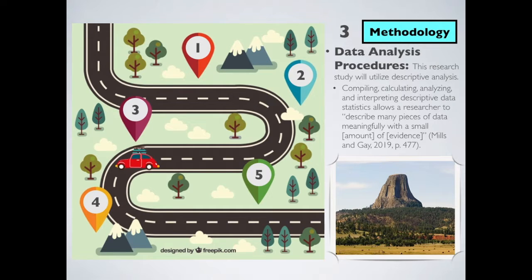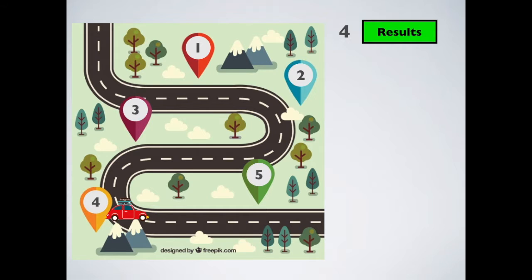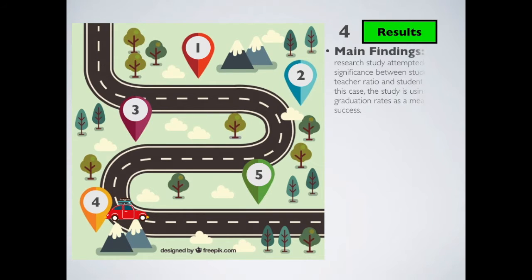Now let's go to our fourth stop. Our fourth stop is the results. The study's main findings. This research study attempted to find the significance between student-teacher ratio and student success. In this case, the study is using graduation rates as a measure of success. Compiled data indicate there is no significance between student-teacher ratio and student success.